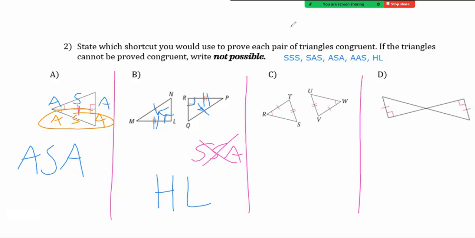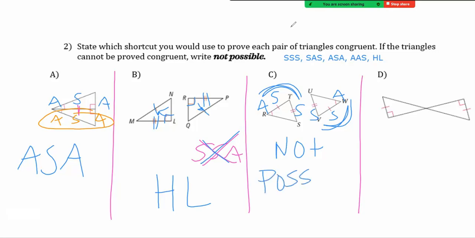If you look at the next one, it's not a right angle, so I'm not going to even think about HL. I've got an angle, side, side. This is ASS or just SSA, which is the same thing. This one's not enough information. Same deal. I don't want to write that on my paper. Not possible. The order is not there.